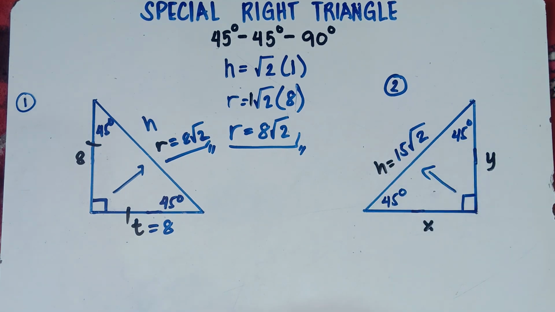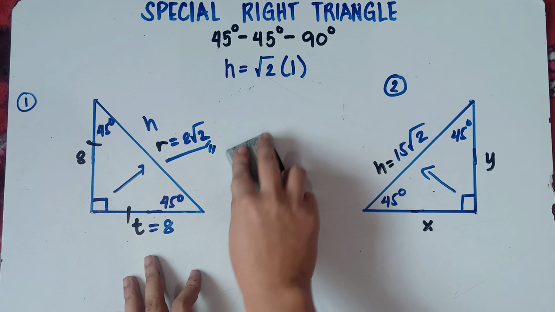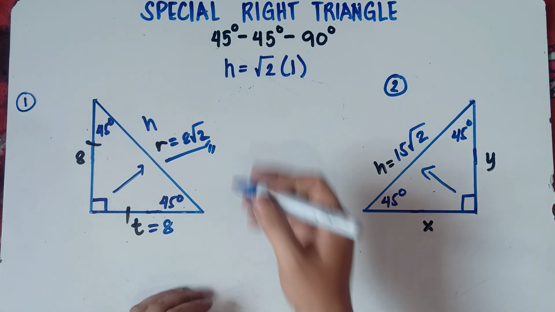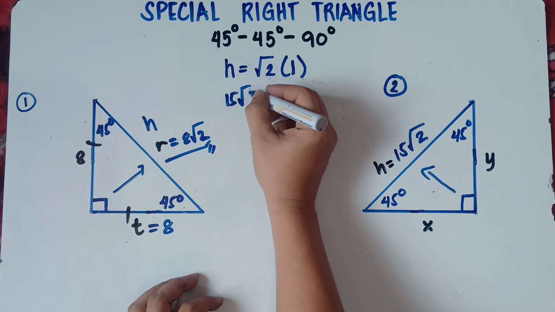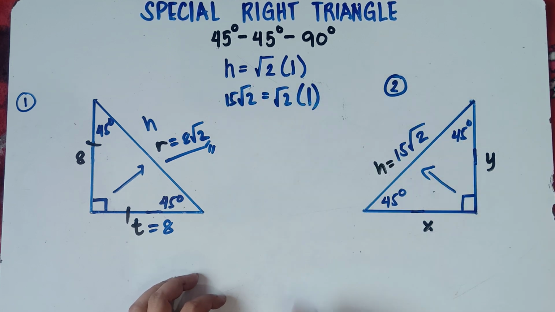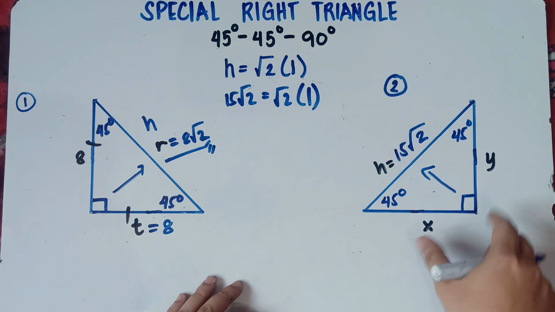And we're told to find the legs, that would be x and y. Alright, so to get the legs, use the formula. So substitute the value. We have given hypotenuse, that is 15 square root of 2. So this will be 15 square root of 2 is equal to square root of 2 times the leg. So once again, we need to find the leg, x and y.